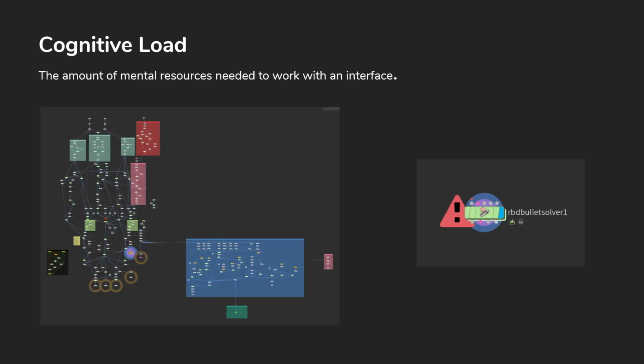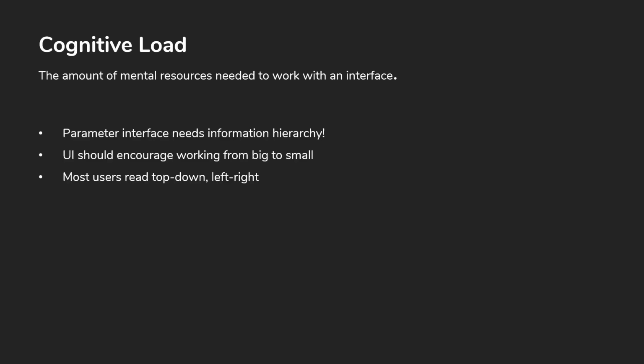Most HDAs are implicitly designed for reducing cognitive load. The inside of an HDA is usually much more complicated than the outside, after all. But there's some more specific things that you can do when making tools that can help a person have to think less while using the tool. The first and most straightforward way is through a good parameter interface. Information hierarchy is a really important concept to keep in mind here. You want to make sure that, just like any simulation you'd run in Houdini, you're working from big to small. The UI should encourage your users to make the broad strokes first before drilling down into the finer details.